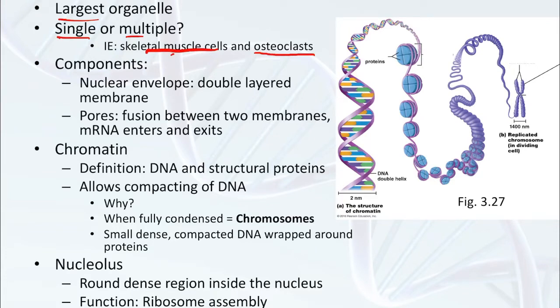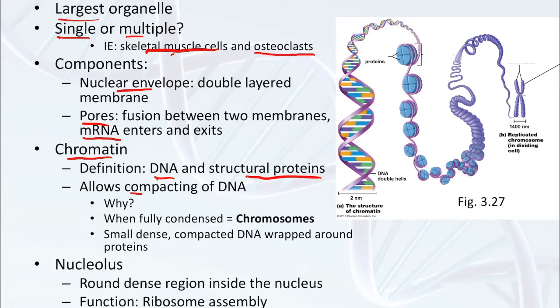Okay, so the components of the nucleus are, number one, nuclear envelope. Okay, there's a double-layered membrane. There's pores that allow for messenger RNA and other things to enter and exit the nucleus. There's chromatin, which is really DNA plus structural proteins. Okay, this is all just kind of the substance inside the nucleus that's always floating around.